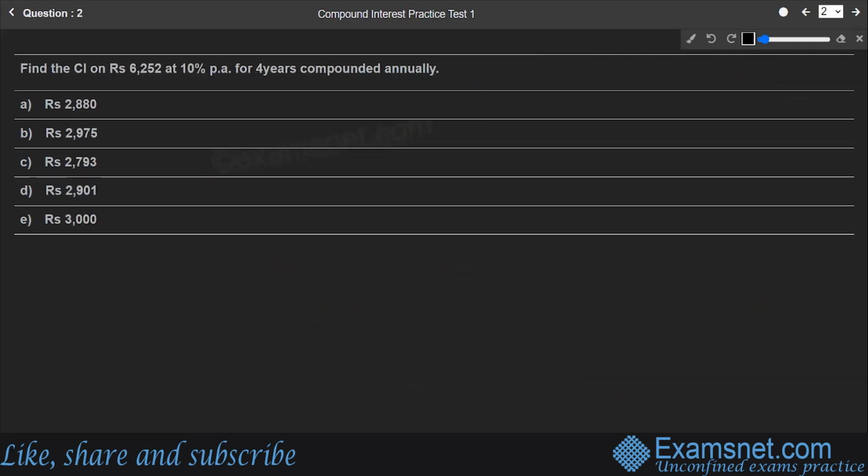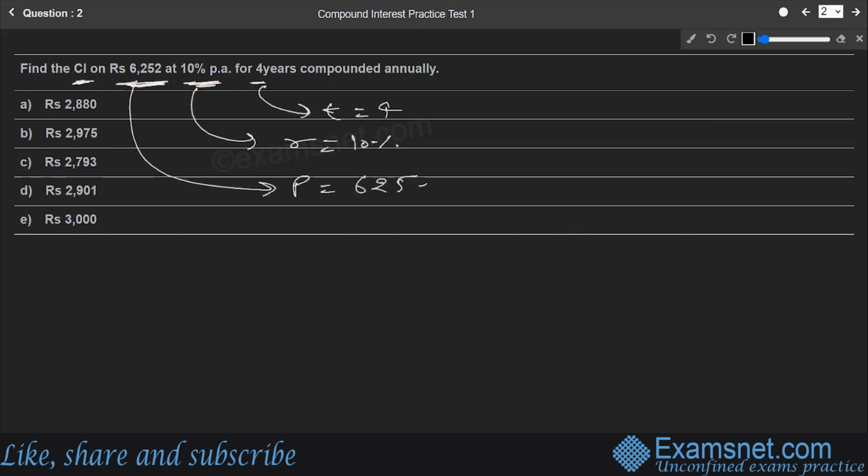Okay, in the next question they say find the CI, that is compound interest, on rupees 6252 at 10% per annum for 4 years. So we have got everything here. The time value is 4. The rate value is given as 10%, and the principal amount on which the compound interest is levied is rupees 6252. We have to find out the compound interest. The simple formula for compound interest is P into (1 plus R over 100) to the power n, or to the power t, minus the principal itself.